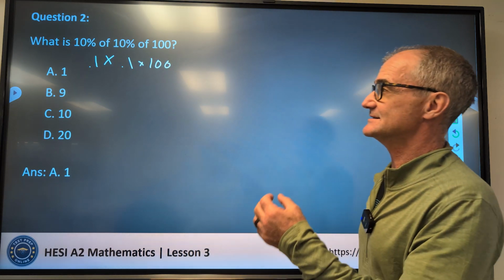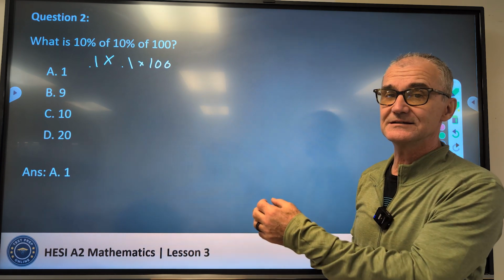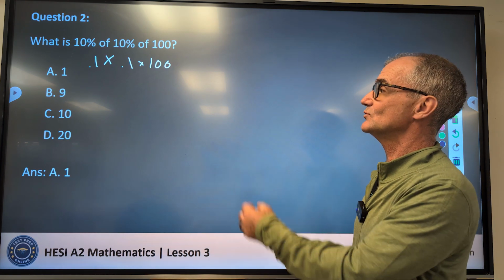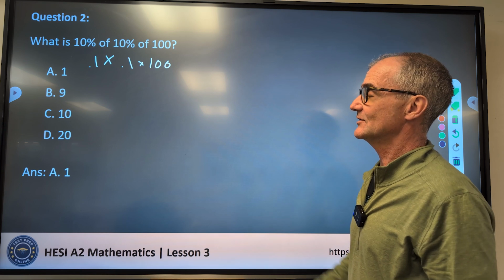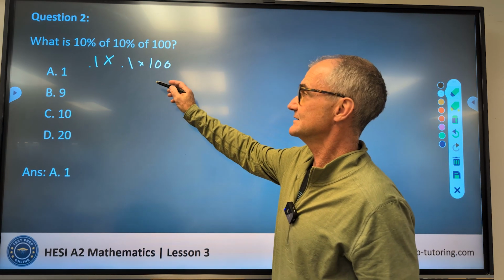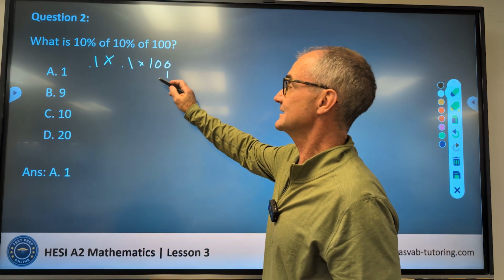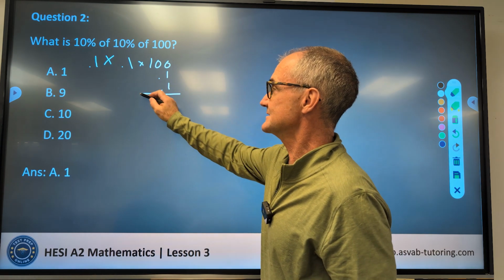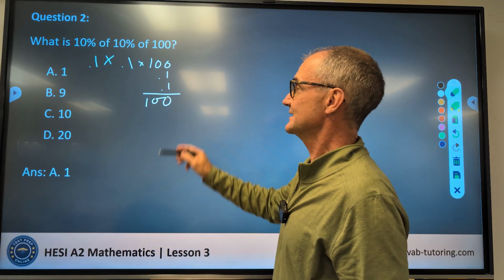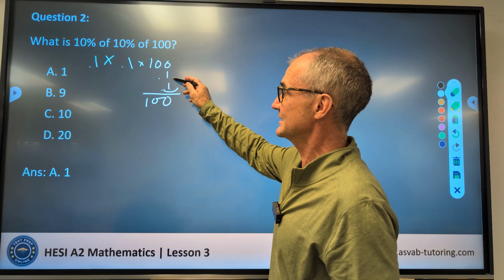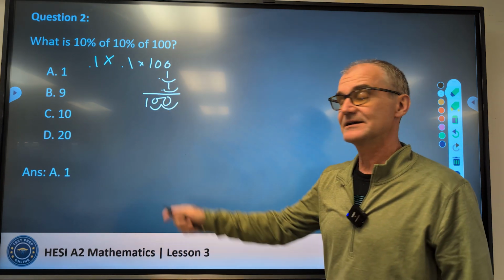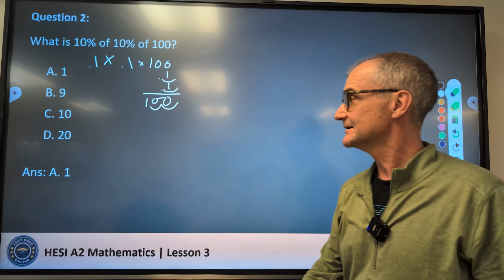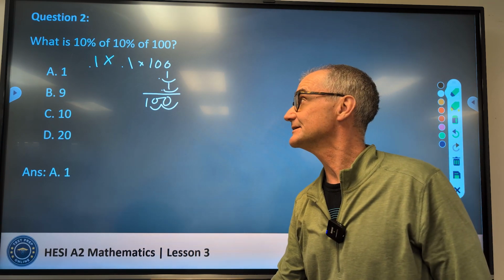Well, I could think of that as 10% of 100 is 10. 10% of 10 is 1. So the correct answer is answer A. Or I could do 100 times 0.1, right, times 0.1. That's still going to be 100. Then I have to count my decimal place over 1, 2. So I go over 1, 2, and get the same answer, A.